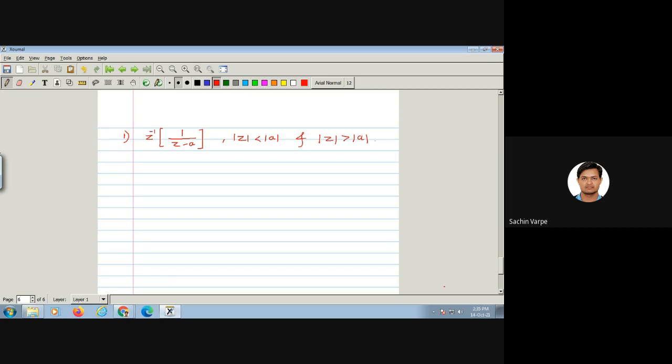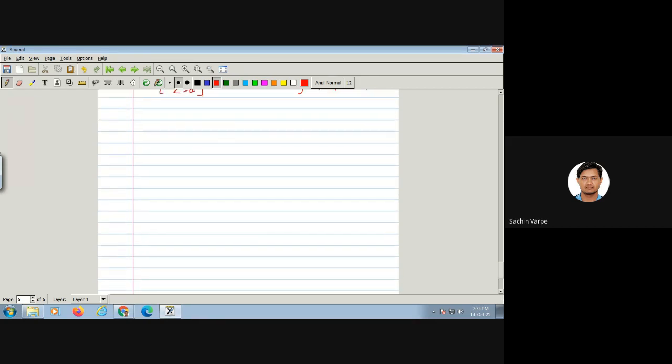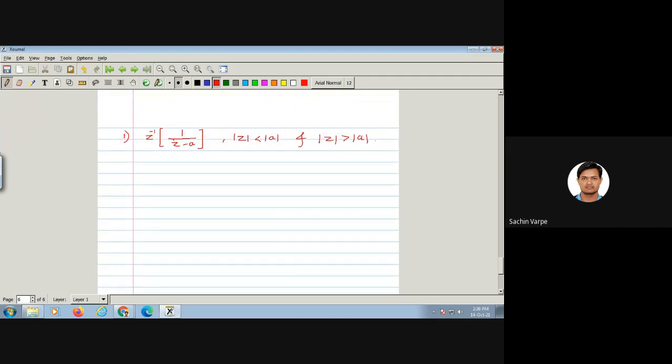So how will we do it? The same thing that we did in the last example. We will start with the ROC, the given ROC. Suppose I take mod Z less than mod A, then how do I write it? That will be mod of Z by A less than 1, right? So let f of Z be 1 upon Z minus A. How do I write it in terms of Z by A? I'll have to take A common, minus A in fact, minus 1 by A into 1 upon 1 minus Z by A. Is this clear?